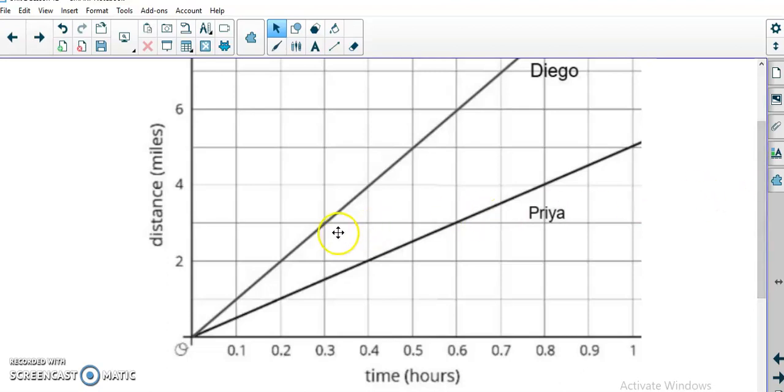So if I go through and select some points, I can actually plot some points along these lines to help me determine what statements are true and false as I get to them. So I can see Priya's intersecting points. I can see Diego's intersecting points. Diego has many more intersecting points than Priya does when it comes to our data collection here.